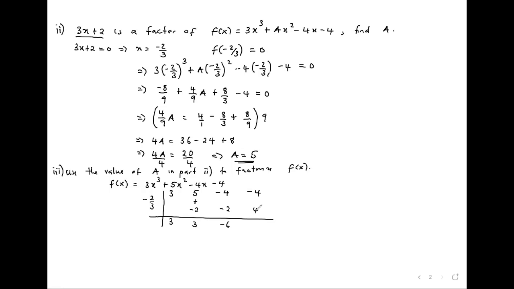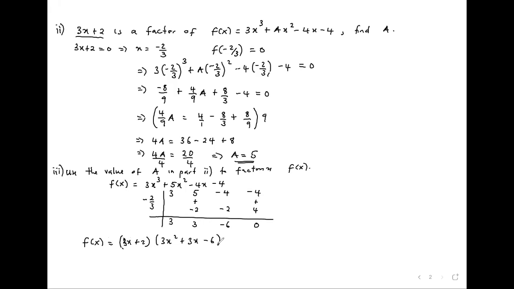Okay, so when you do the addition here, we get 0. So we have that f of x is equal to 3x plus 2 multiplied by 3x squared plus 3x minus 6.